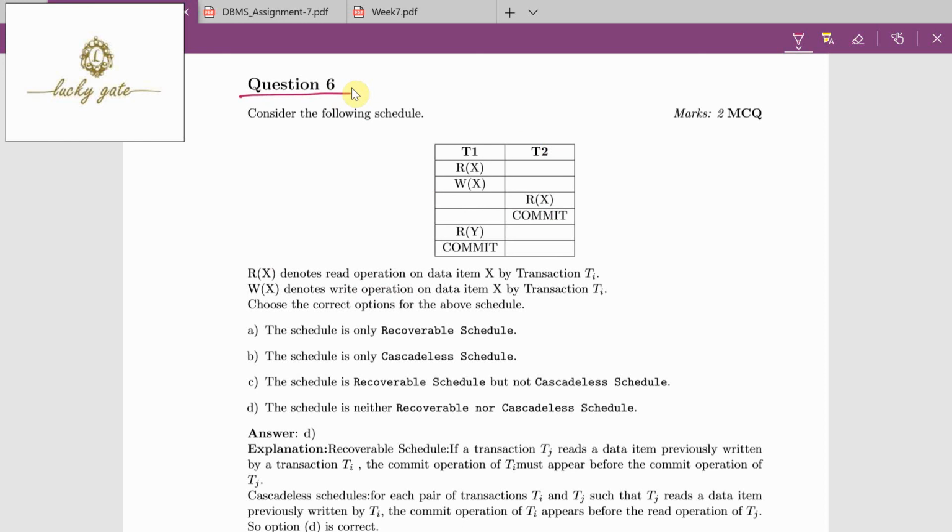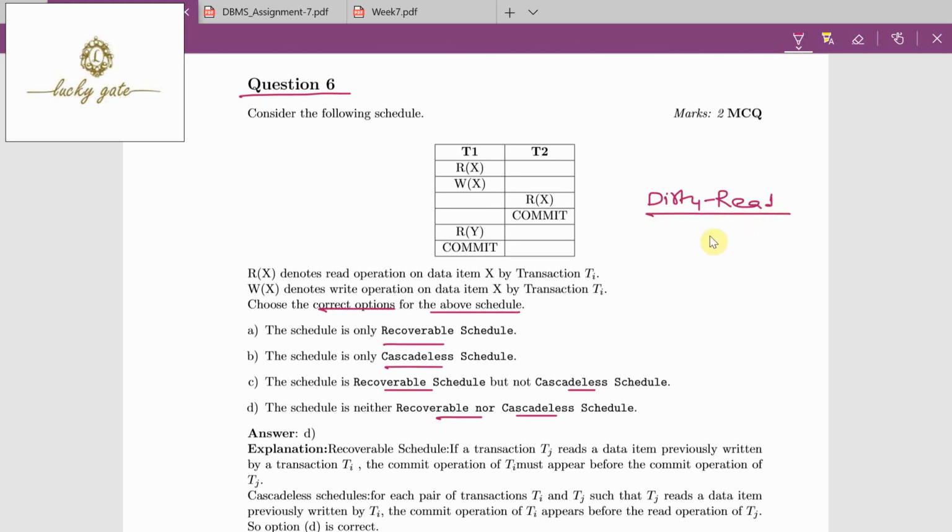Question number 6. Consider the following schedule. The schedule is given. The question is, choose the correct options for the above schedule. Here options are given: the schedule is a recoverable schedule, cascadeless schedule, recoverable, cascadeless. To verify recoverability and cascadelessness, we need to identify whether the schedule has any dirty read operation.